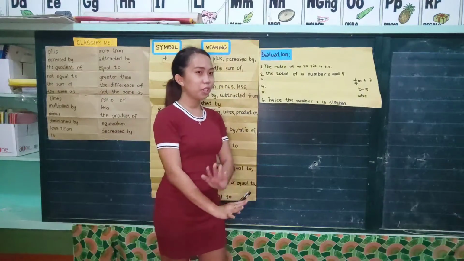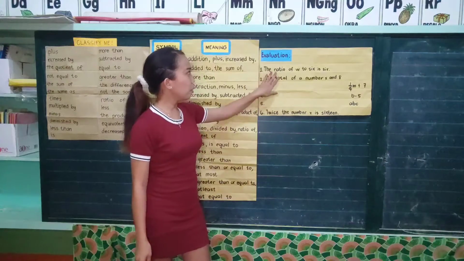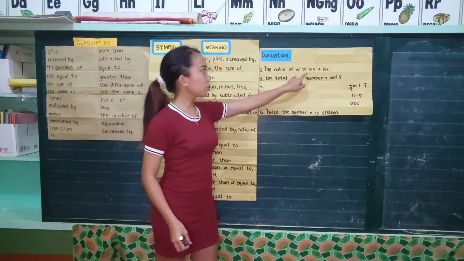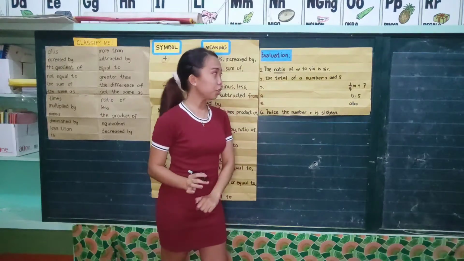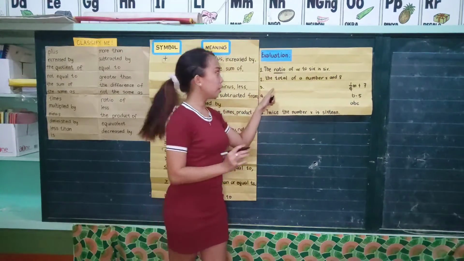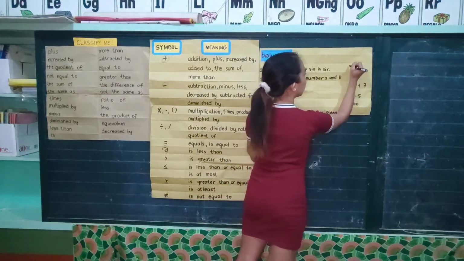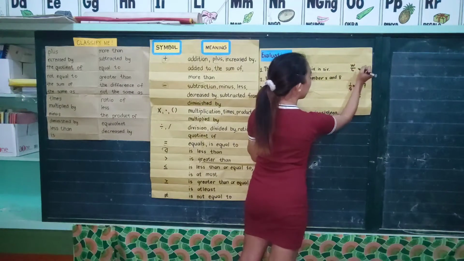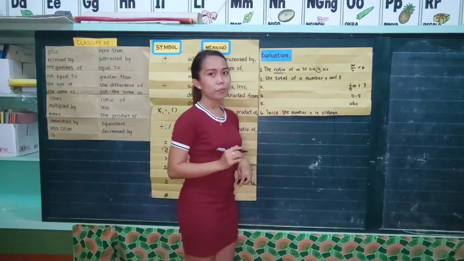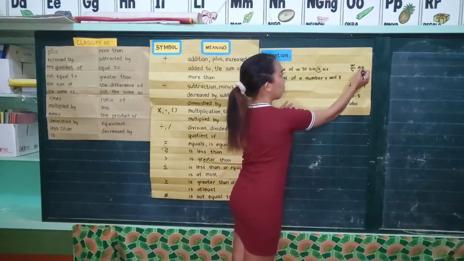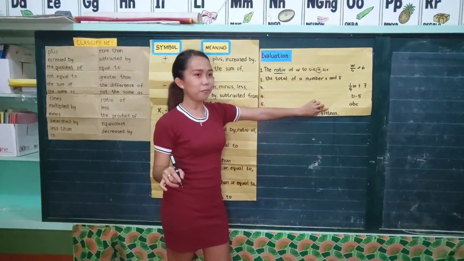Please exchange your papers with your seatmates. So let us check your answer. So number 1, the ratio of W to 6 is 6. So we have the word ratio. So when we say ratio, we will divide this one. So the ratio of W to 6. So W to 6 is 6. So is, it means equal. So we will use the equal sign. So please check your answers. Did you get the same answer?